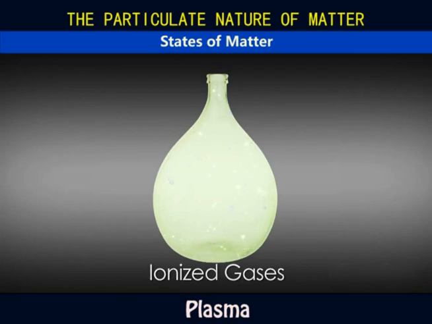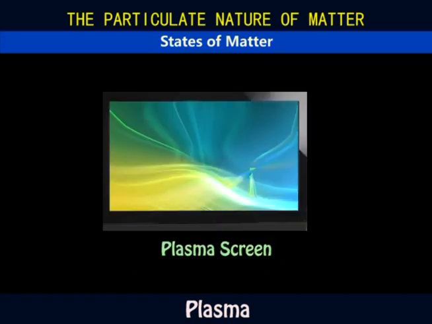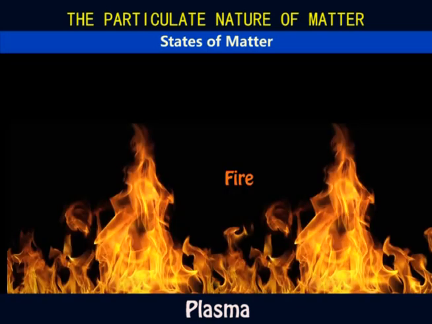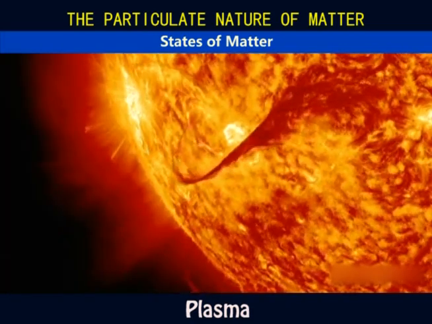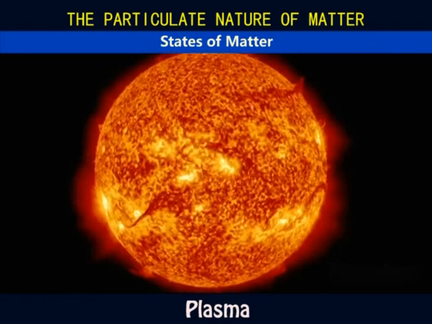Although it is not as common as solids, liquids and gases, and was the last state of matter to be discovered, you're probably more familiar with plasma than you think. Plasma makes neon or fluorescent lights glow and is present in plasma screens. Scientists also classify fire as a plasma. Plasma makes up our sun and is visible in the solar flares that erupt from its surface.